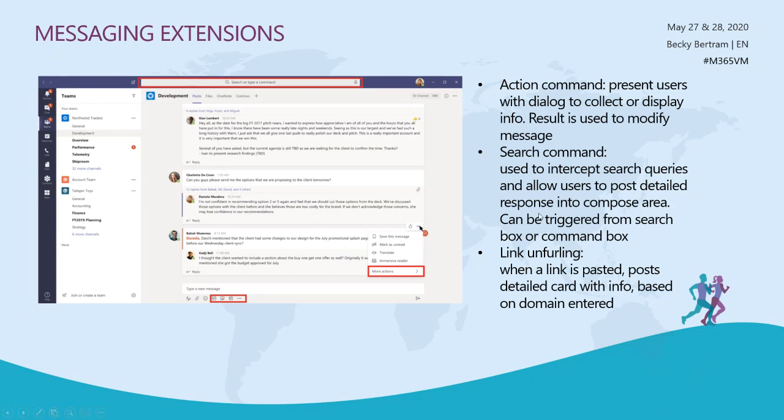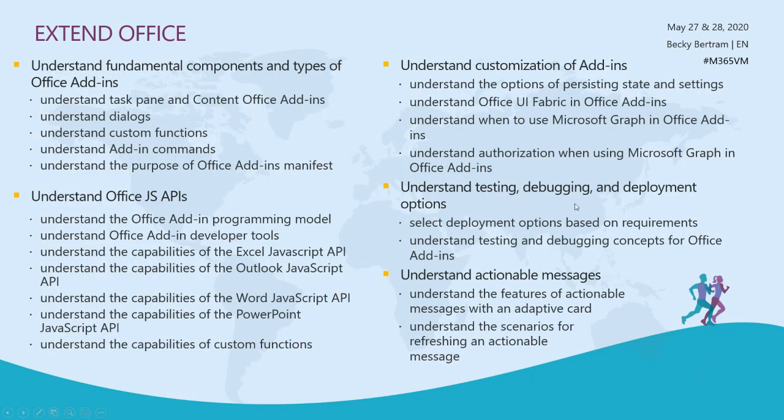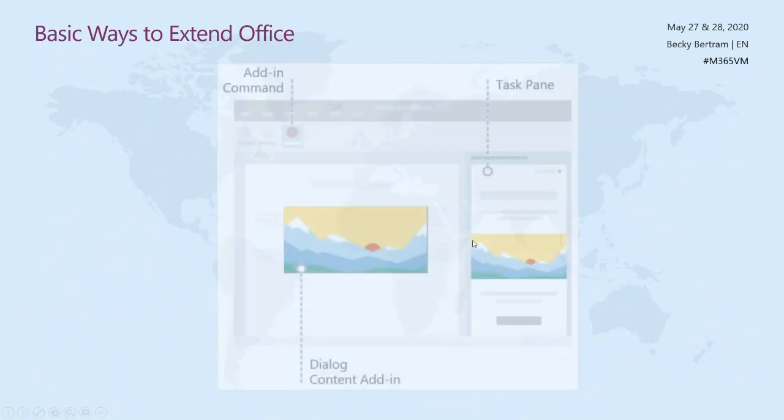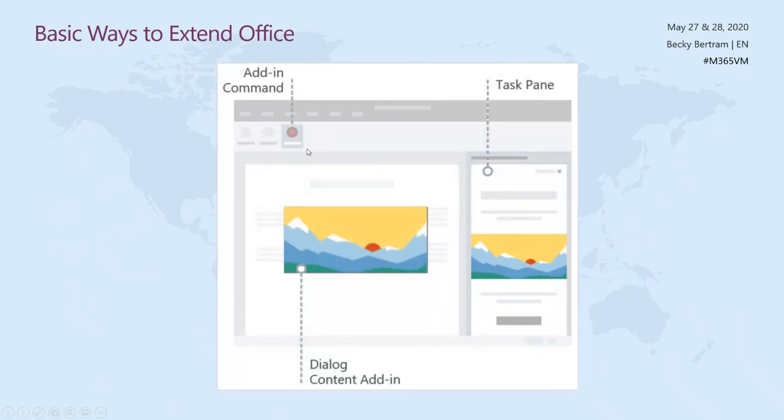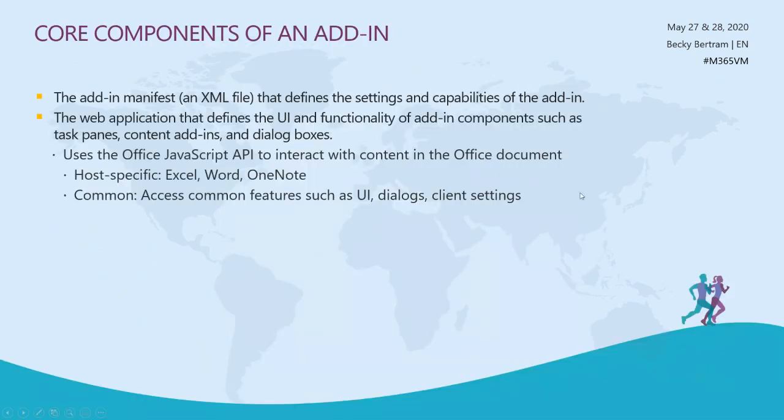All right, the last thing is extending Office. The main thing is we want to understand the Office JS APIs, the components of an Office add-in, customizations, how to do testing, debug, and deployment options. Oh, I'm running out of time, so we're going to fly through this. There are basically 3 things you can do. You can have an add-in command, which are like ribbon buttons. You can surface a task pane, or you can actually insert content into the page.